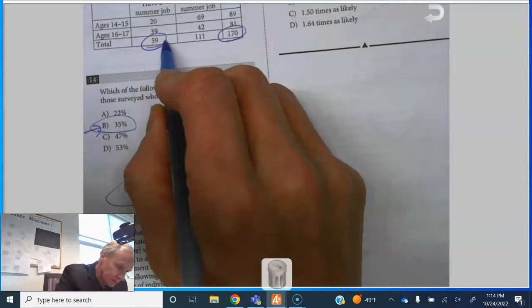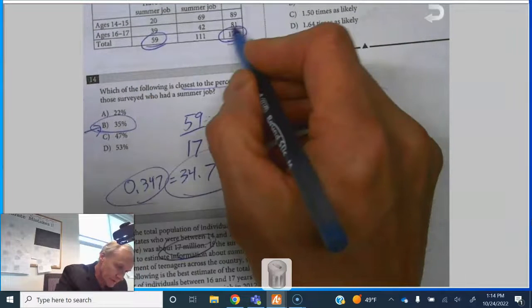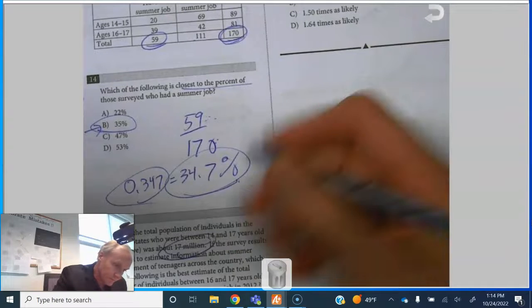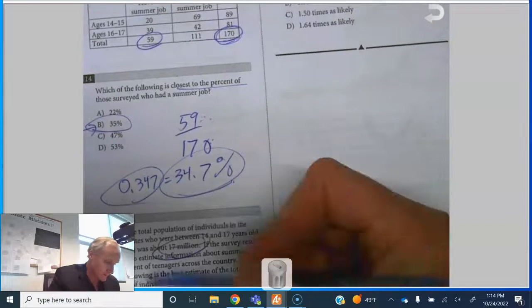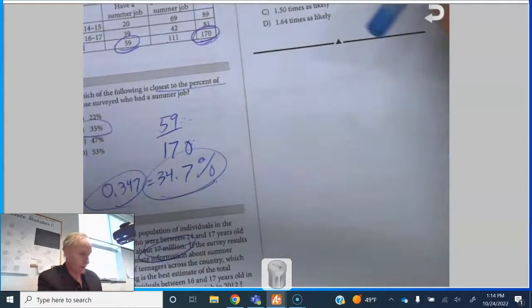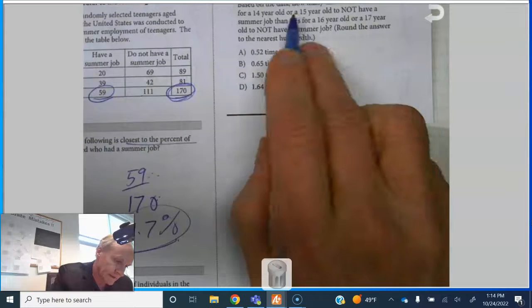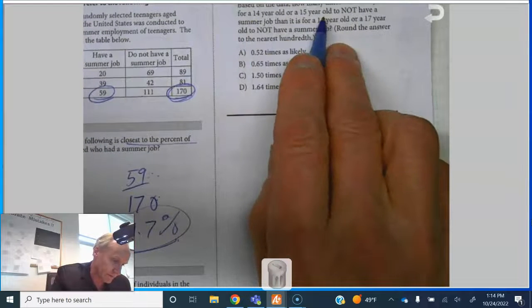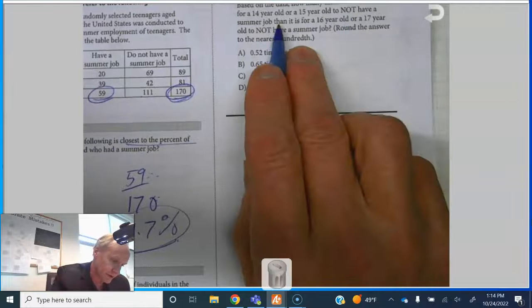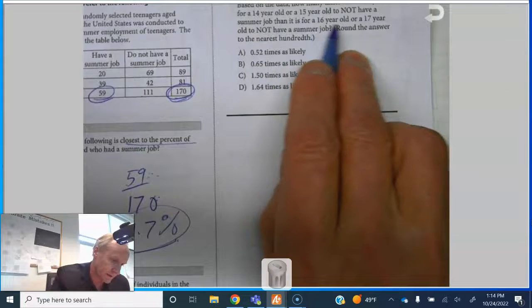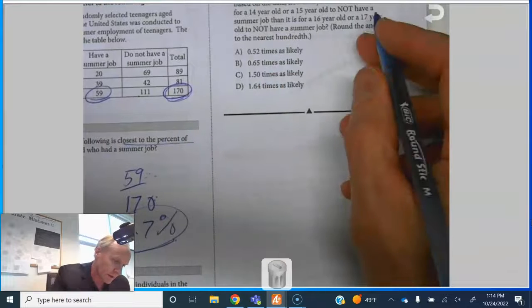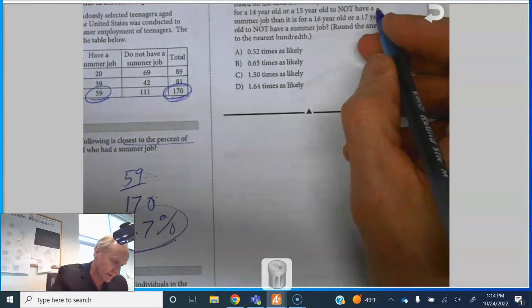Have a summer job, 59 out of 170. I think this answer isn't here, but okay. It's then done. How many times more likely is it for a 14-year-old or a 15-year-old to not have a summer job than it is for a 16 or 17 to not have a summer job? How many more times likely?